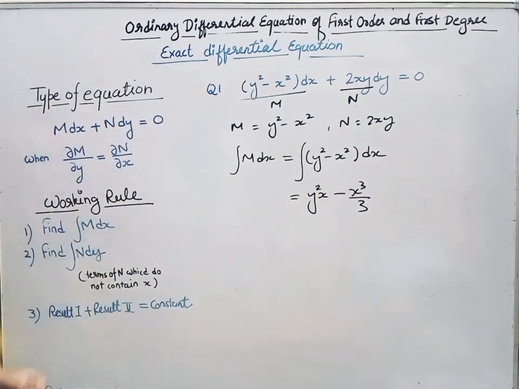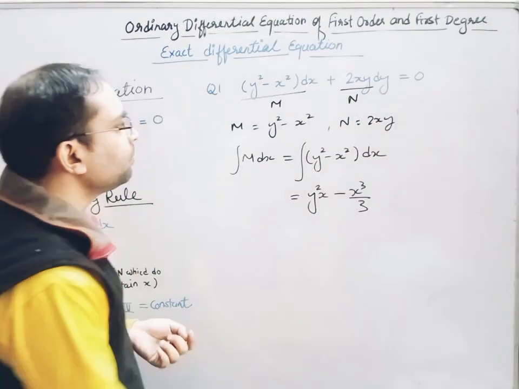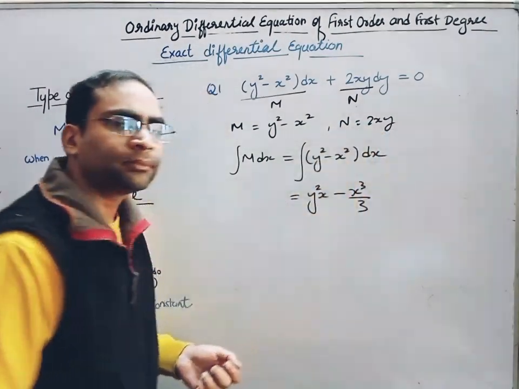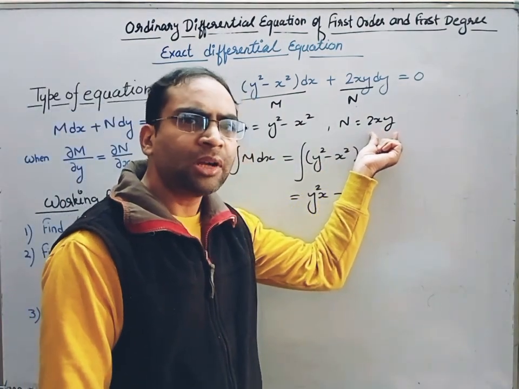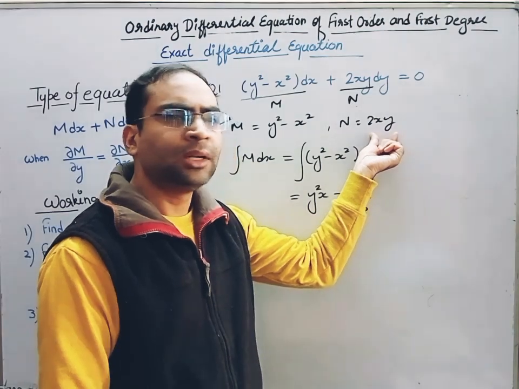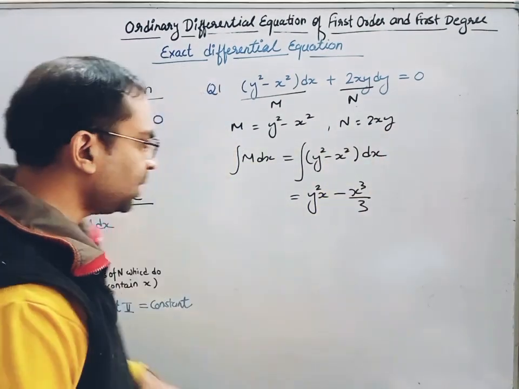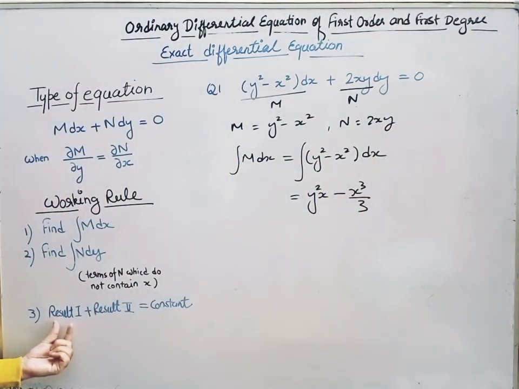In the second step, we have to find the integral of N with respect to y, but we have to take only those terms which do not contain x. So here we can see N has only one term, and that is containing x. So we will not take this term. So we do not have to perform the integral for N anyway. So we directly jump to the third step, where we have to add result 1 and result 2.